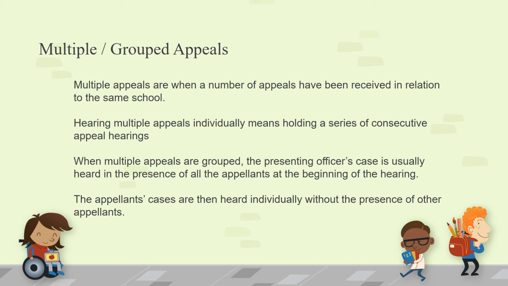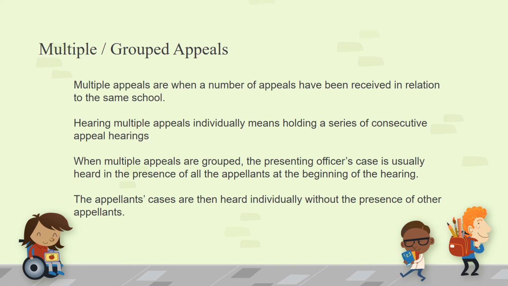Hearing multiple appeals individually means holding a series of consecutive appeal hearings. The panel must ensure that the presenting officer does not produce new evidence in later appeals that was not presented earlier, as this would mean that appellants whose cases were heard earlier in the process would not have the opportunity to consider and respond to the new evidence. If material new evidence comes to light during the questioning of the presenting officer, the clerk must ensure that the panel considers what bearing that evidence may have on all appeals.